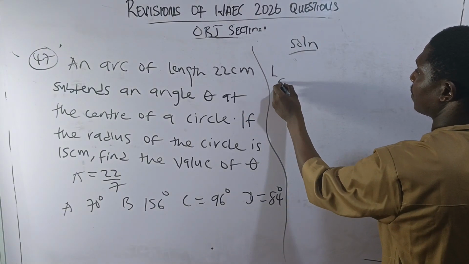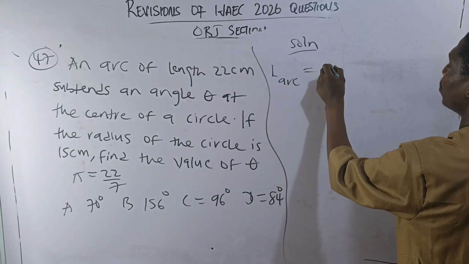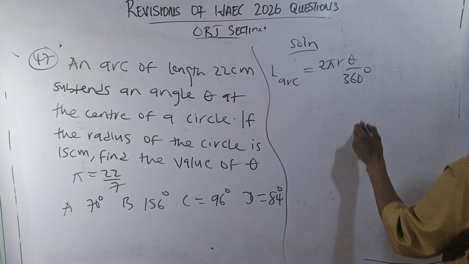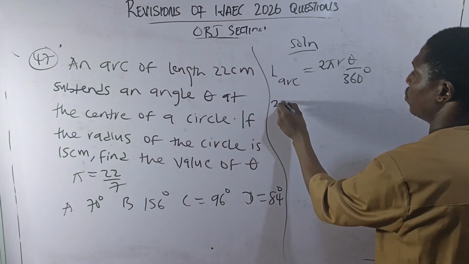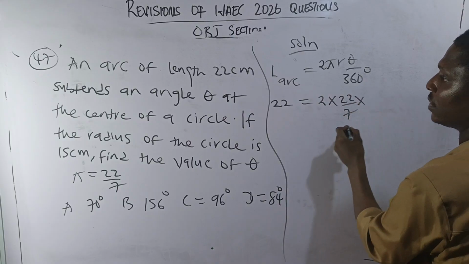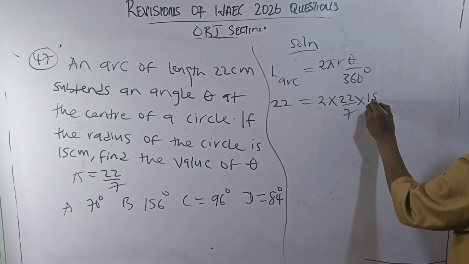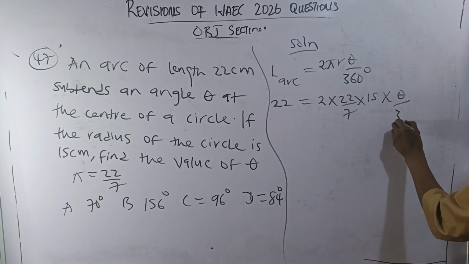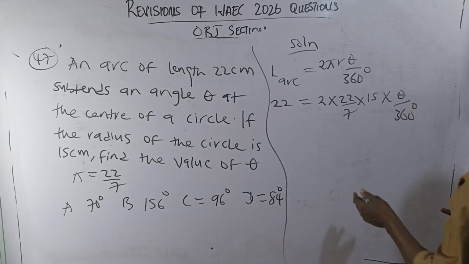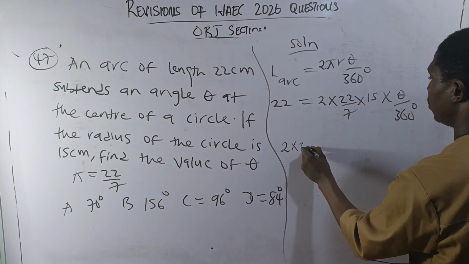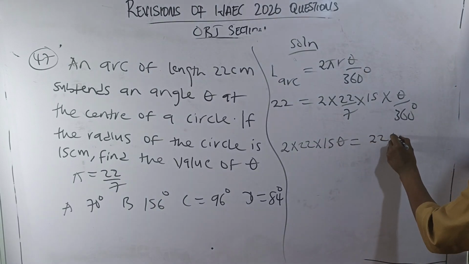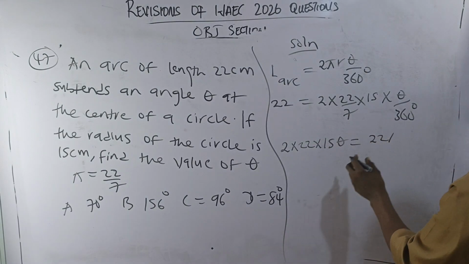So arc length is equal to 2 pi r theta over 360 degrees. They gave the arc length as 22. 2 times pi is 22 over 7, times our radius of the circle, 15 centimeters, times theta over 360 degrees. Now all we need to do is make theta the subject of the formula. This will give me 2 times 22 times 15 theta to be equal to 22 times what?